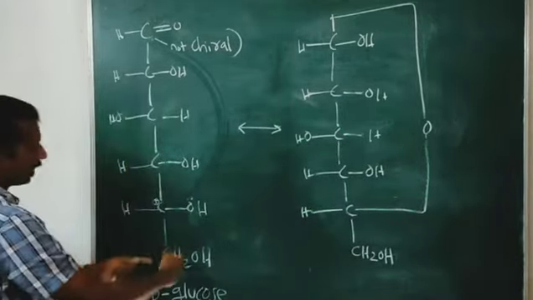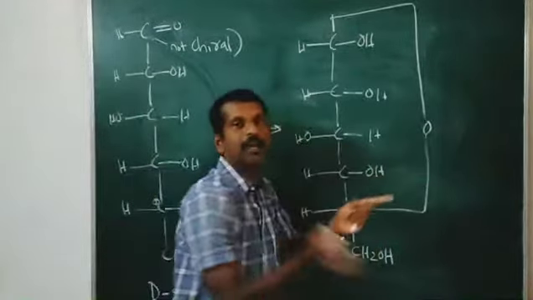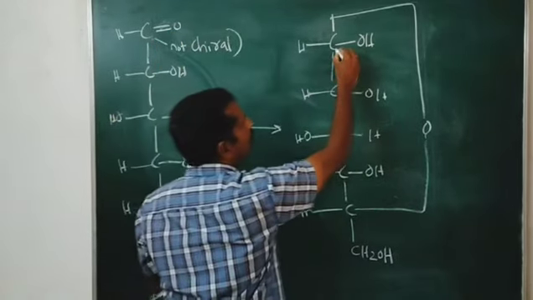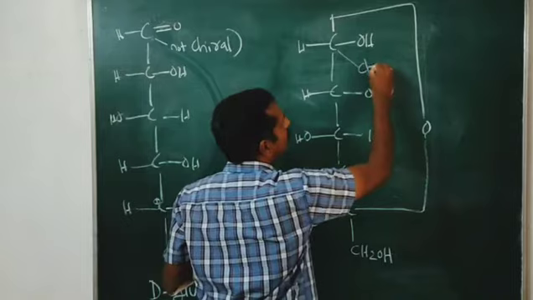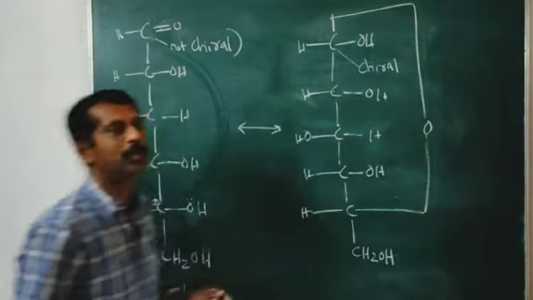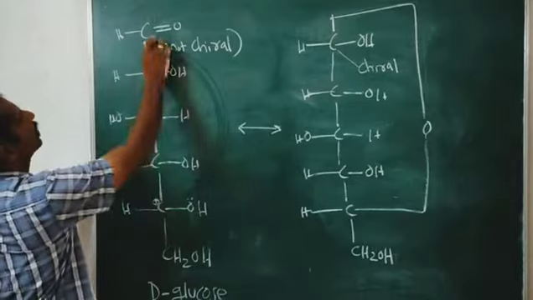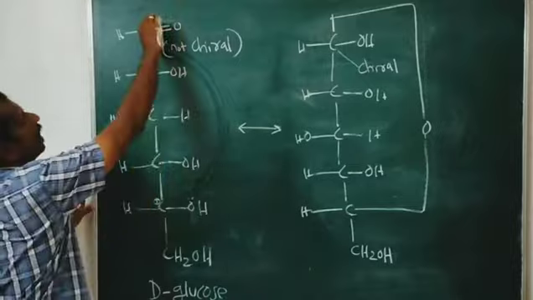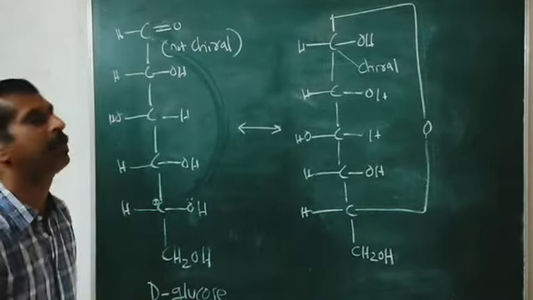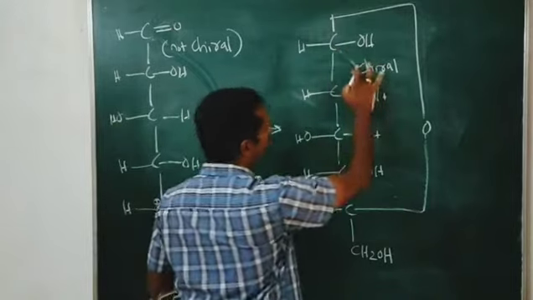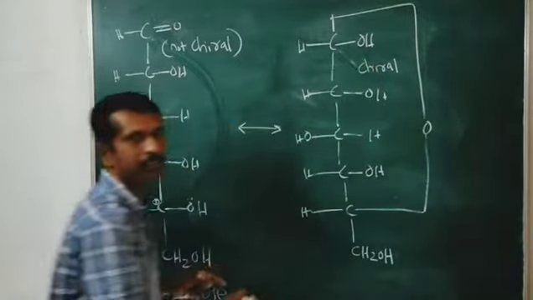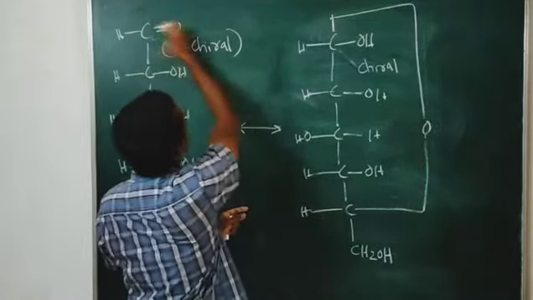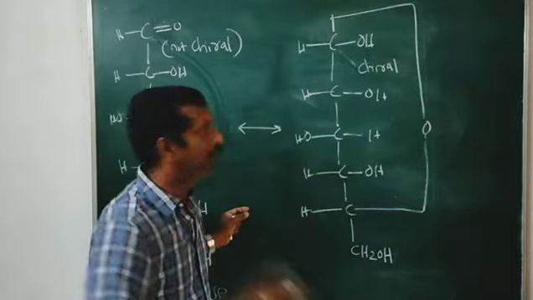When the open structure is changing to hemiacetal form, we can see that the carbonyl carbon is changing to a chiral carbon. This will become chiral. This is very important. Here in the open form, this carbon was not chiral because it has a double bond. But when it is changing to hemiacetal formation, this carbon will become chiral.